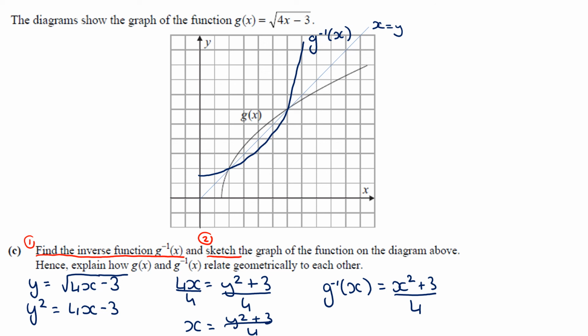And then the last part of this question was hence explain how they relate geometrically to each other. So g inverse of x is the reflection of g of x under axial symmetry through the line x equals y.